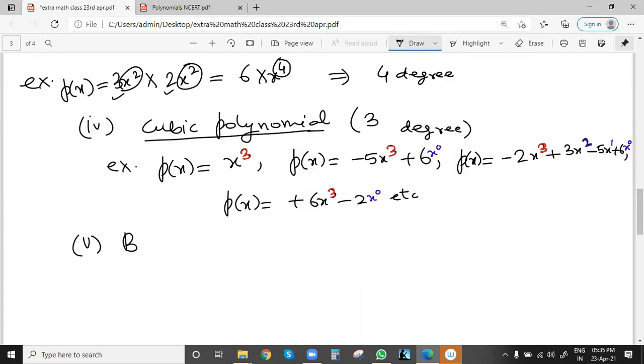Fifth one is called degree 4, so it is called a biquadratic polynomial. Biquadratic polynomial.